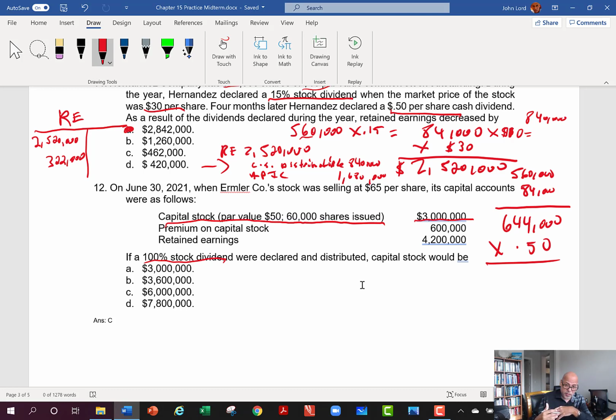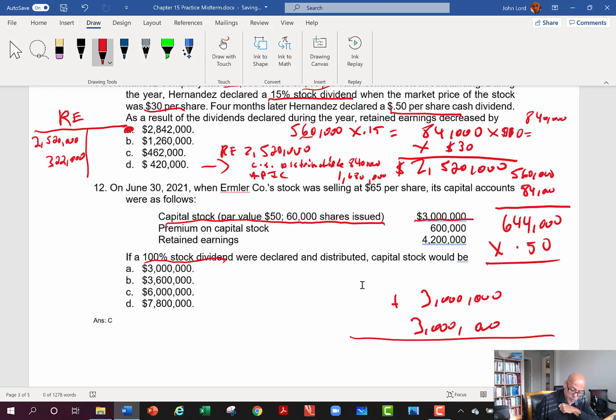And when it's a large stock dividend, we do what? We issue that dividend at par. So if the par was 3 million and we're issuing a 100% stock dividend, then we're just going to simply issue another 60,000 shares at $50 per share. So the resulting capital stock account is choice C, $6 million. Notice there we ignored the market price of the stock because that was not relevant for a large stock dividend.